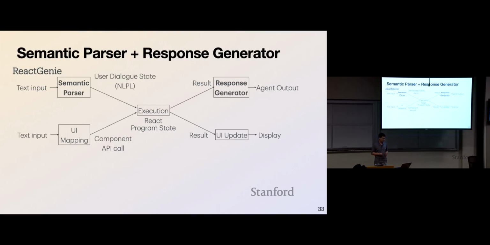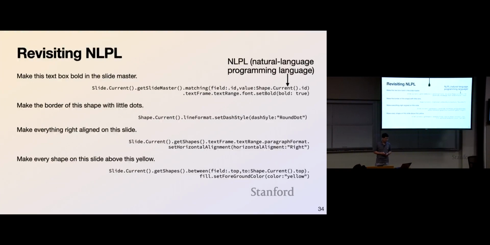So I'll first talk about the semantic parser and the response generator of React Genie. I've just shown this NLPL earlier, right? And now the question is, given the stuff on the left, how do I generate the program on the right? Any ideas? You have learned semantic parsers last lecture, right? So any ideas? How do we do this?